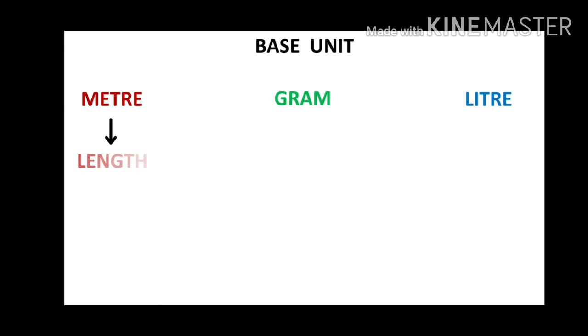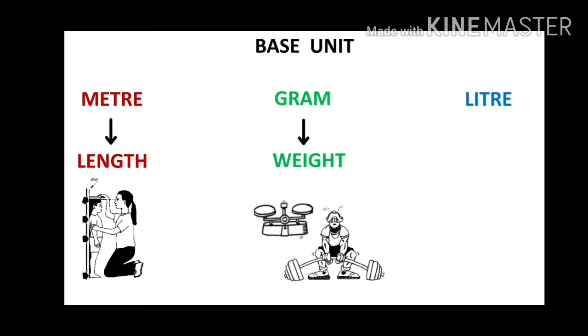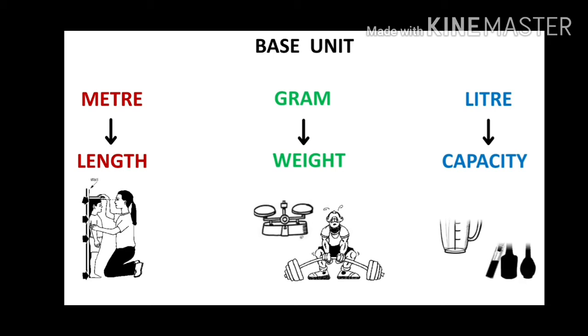Now let's see something about the base unit. The base units are meter, grams and liters. Meter is used for length. To measure length, we use meter, that's the unit of length, like measuring height. Gram is the unit of weight, like when we measure the weight of something or lift weights. And liter is the unit of capacity: how much liquid a jar or container holds, the holding power we can say. So these are the base units, meter, grams and liters.